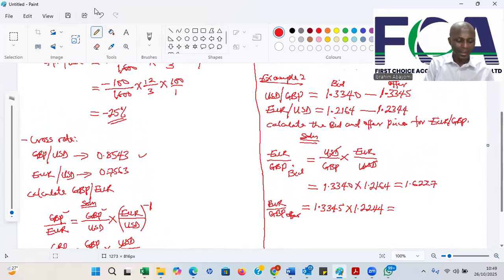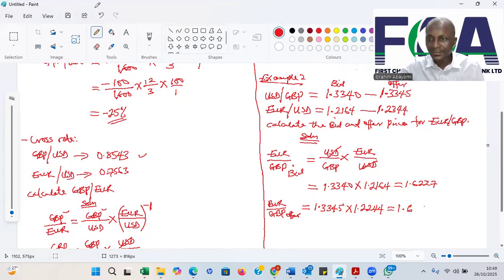1.3345 multiplied by 1.2244. We have 1.633, okay, 1.634 approximately. 1.634.